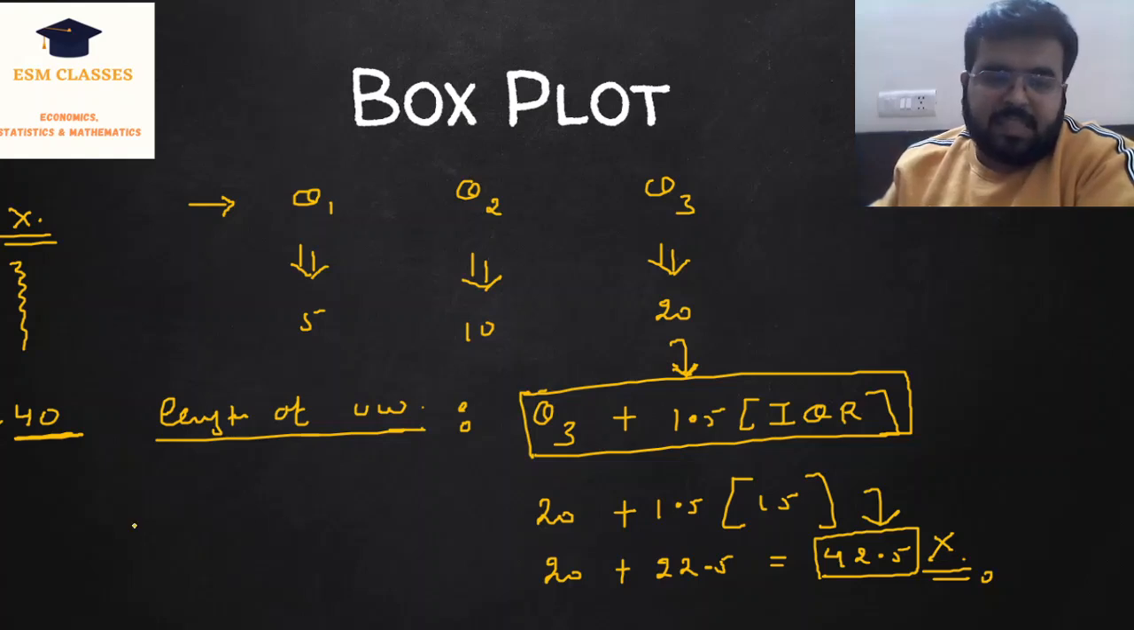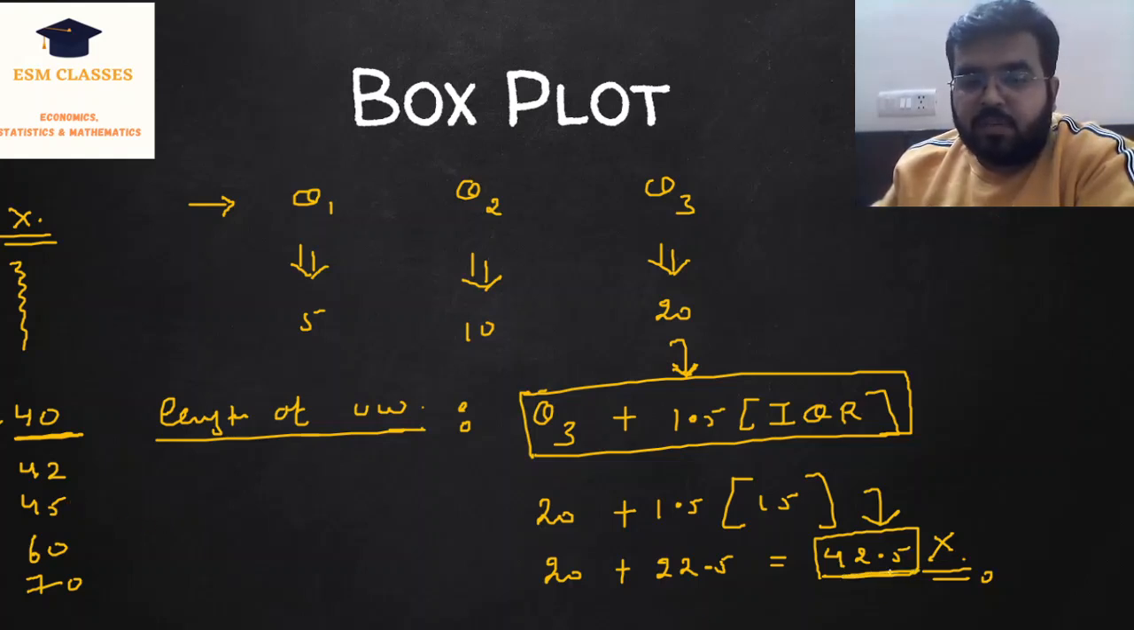Now, let's take the first case. Let's say we have 42, we have 45, let's say we have 60 and 70, right? If I draw the number line, let's say this is 42.5. All the values of the data set which are lying above this value are known as outliers.